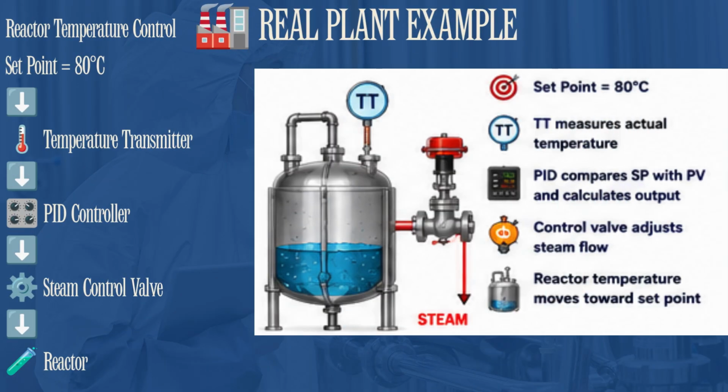Let's take a simple reactor temperature example. Suppose the required temperature is 80 degrees Celsius. The temperature transmitter measures the actual reactor temperature and sends the process value to the PID controller. The controller compares it with the set point and adjusts its output to the steam control valve. The valve changes steam flow to help bring the reactor temperature towards the desired value.